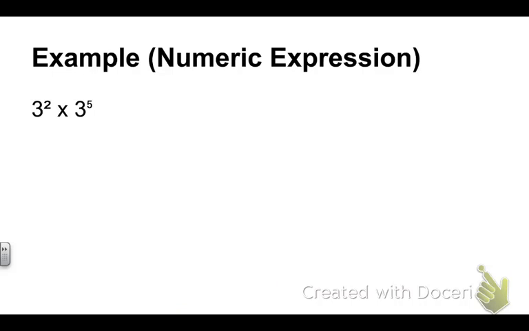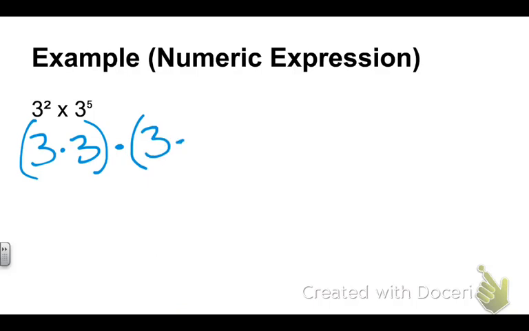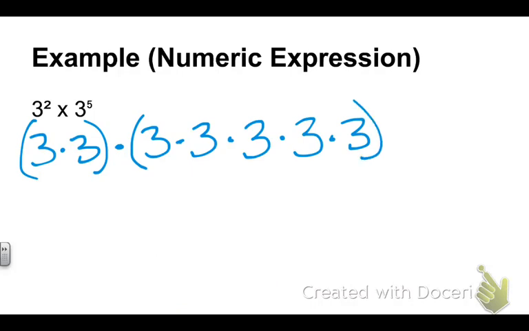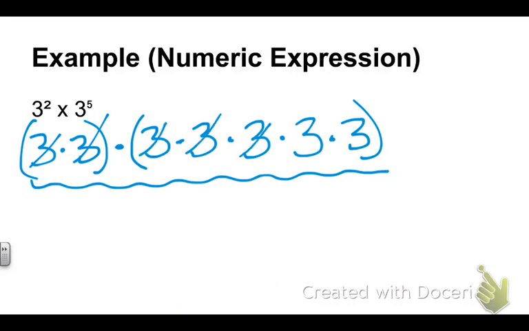If you write it all out, 3 squared is 3 times 3, and 3 to the 5th power, you have 1, 2, 3, 4, 5 threes. So if you look, the only thing that's happening is you're multiplying threes. So count how many you have. You've got 1, 2, 3, 4, 5, 6, 7 of them. So your answer is 3 to the 7th power.